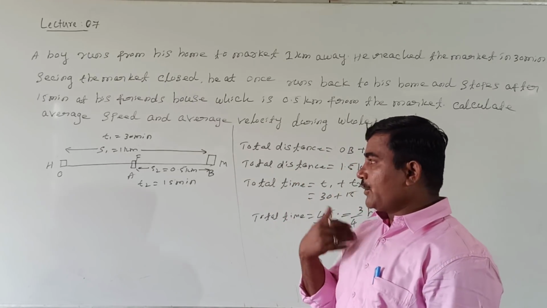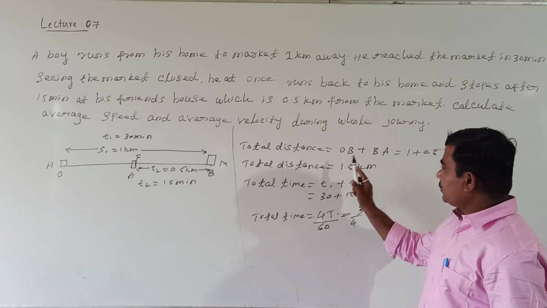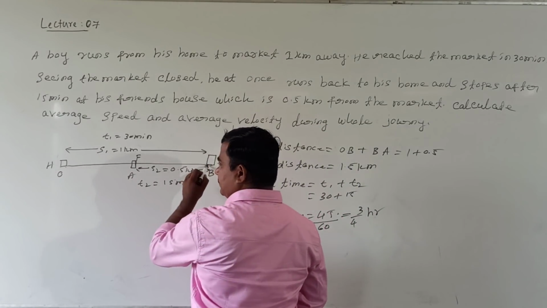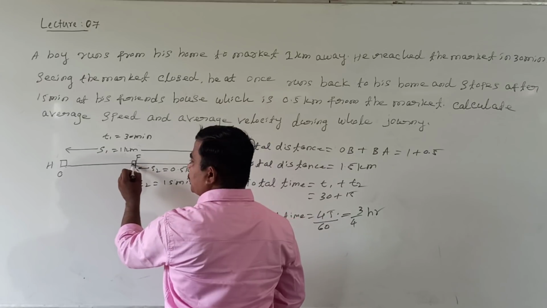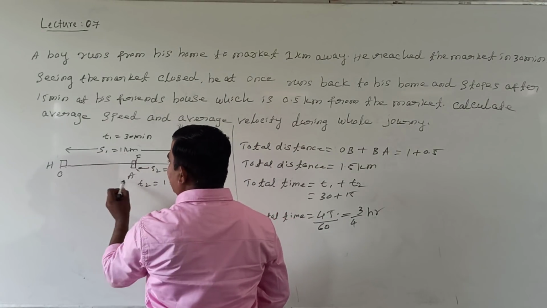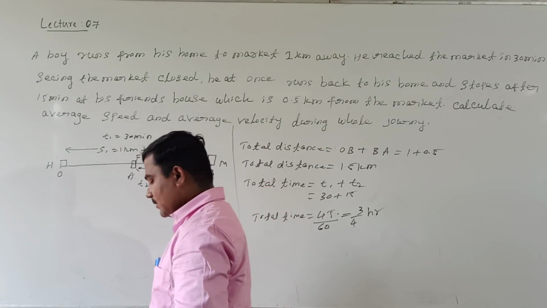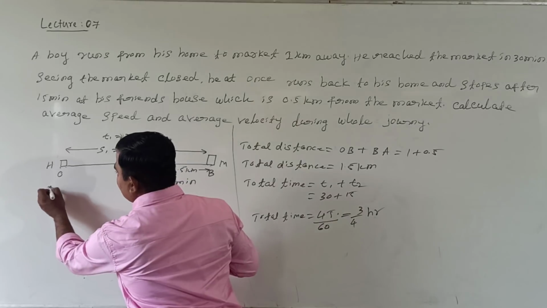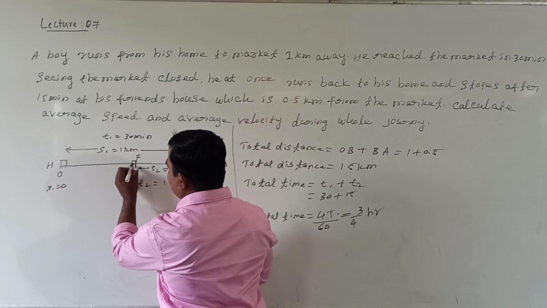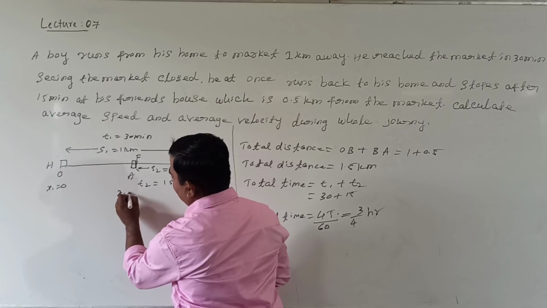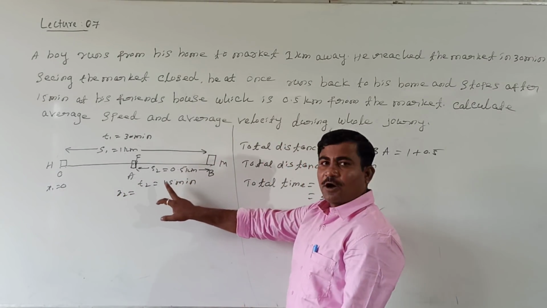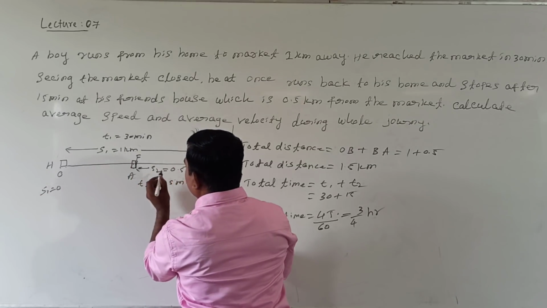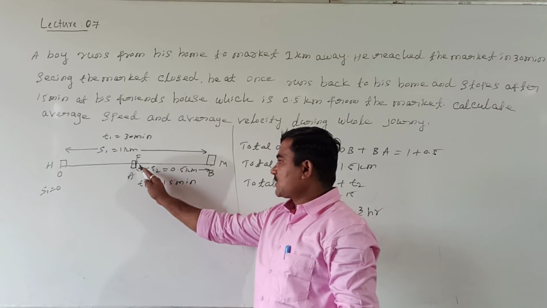But we need total displacement here. The boy goes from this point to this point and again comes back to this position. Initial position is O, final position is A. Are you following? Initial position x1 is equal to 0. This we are calling x2, or s2. I have taken s1 as 0. Here s2 is 0.5 kilometer. This is the final position.